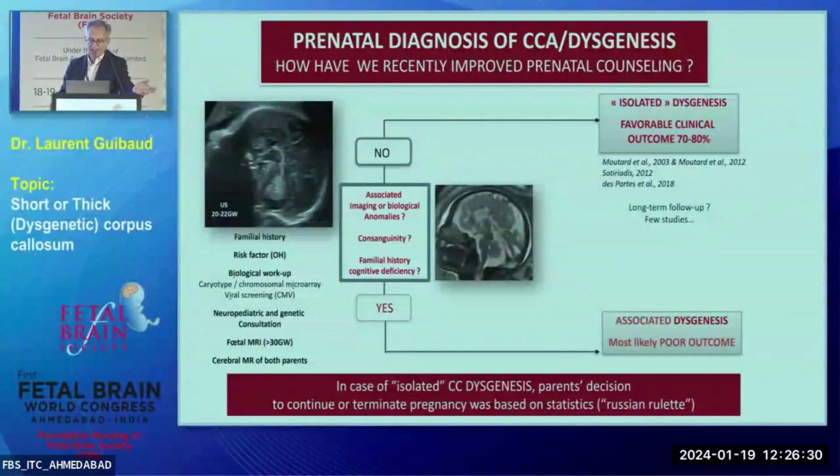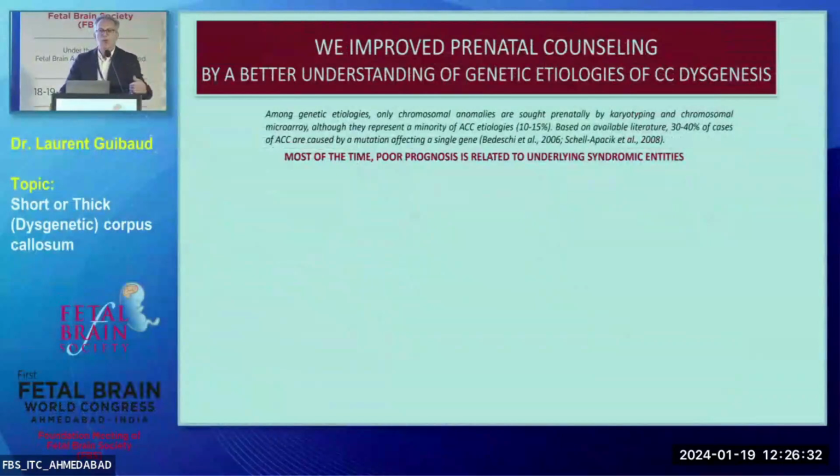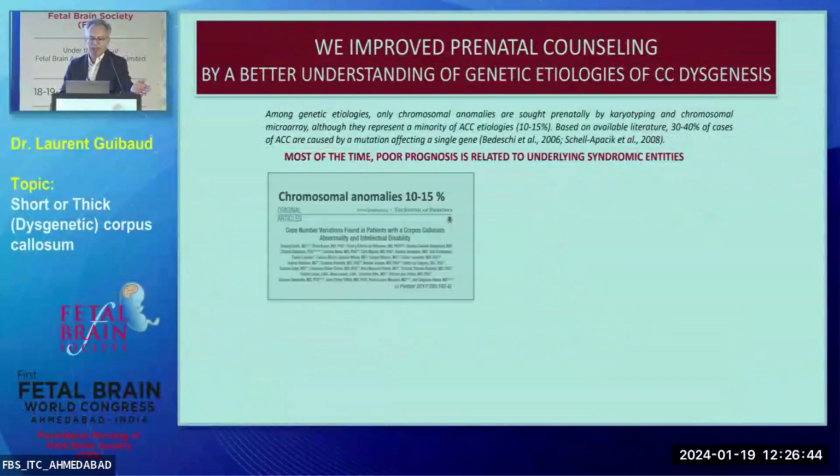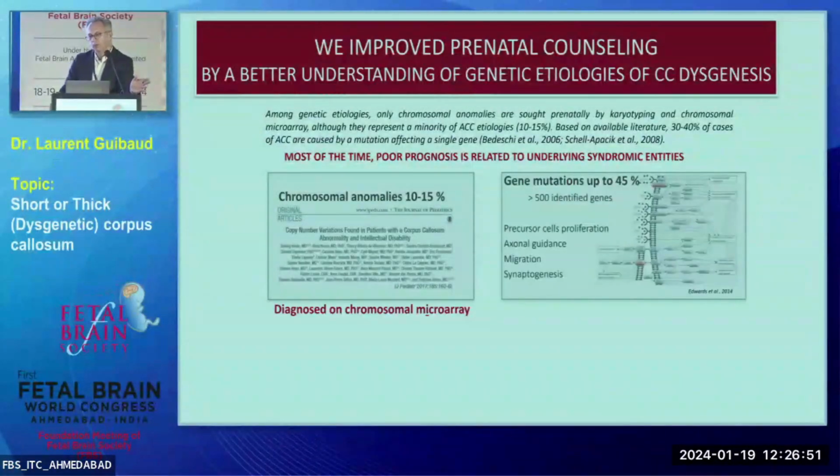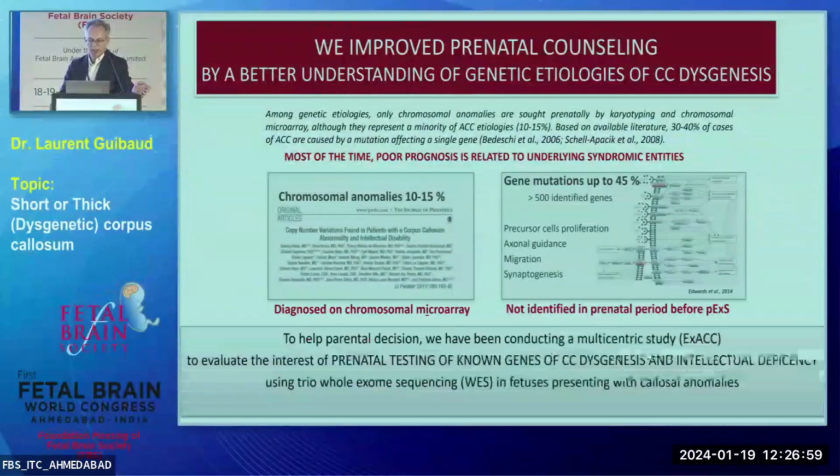Nowadays, we have a better understanding of the genetic etiologies, and we also have the fact that we can do an exome. And most of the time, poor prognosis is related to underlying syndromic entities. It can be related to chromosomes in 10 to 15%, but up to half the cases, it's a gene mutation. And in that case, it was not identified before exome sequencing.